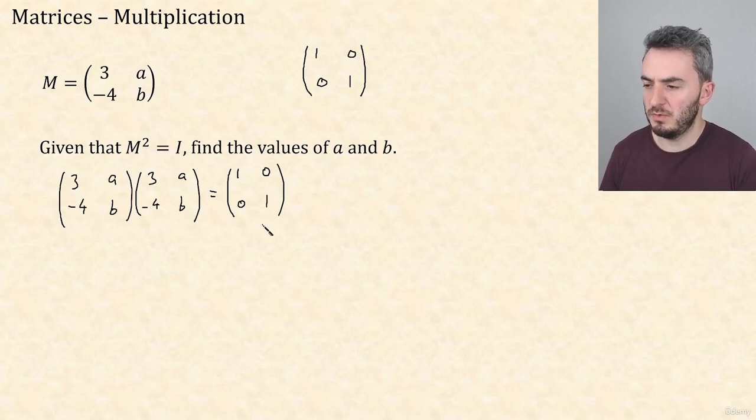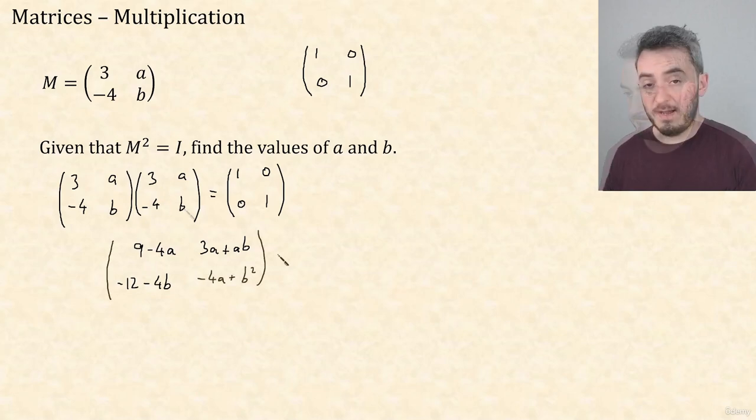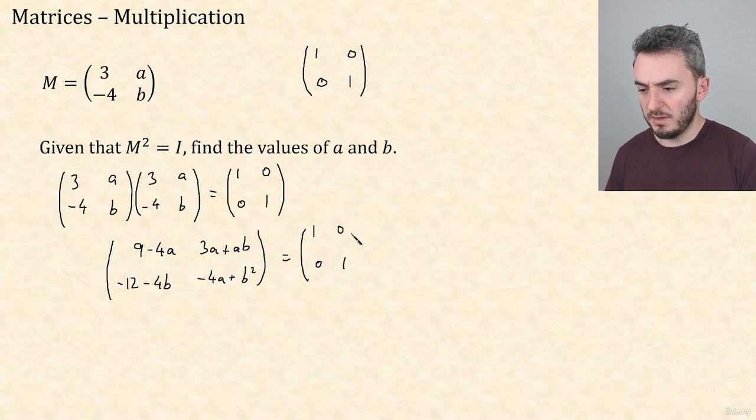So let's multiply out and see what we get. When I multiply this out, I get 3 times 3, so 9, and then minus 4a. So 9 minus 4a. And then on the next row, I get 3a plus ab. Then I get minus 12 minus 4b. And then finally I get minus 4a plus b squared. And all of that, we just need that to equal 1, 0, 0, 1.